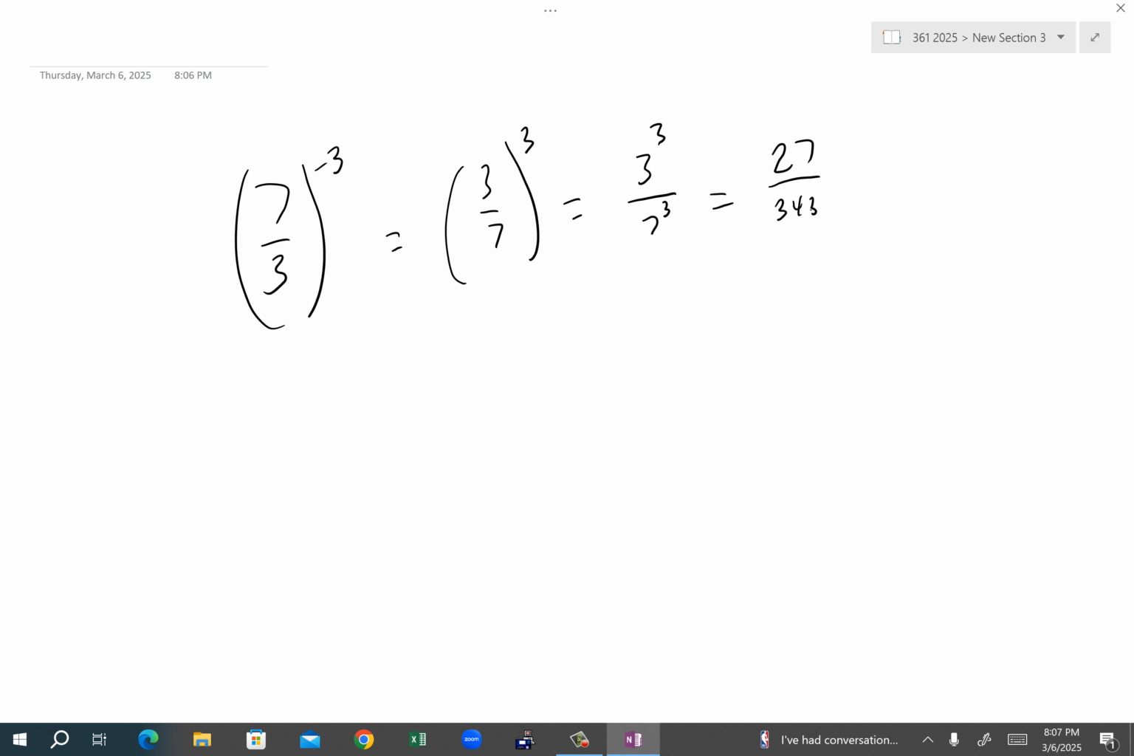Groom, could I have done this first instead? 343 over 27 to the minus 1. That is, could you have raised it to the third power first? Yes. But what does the negative tell me to do? It tells me to flip it over. Okay? That's it. So we're going to be talking about that today, and it's going to be very fun on the homework, okay?